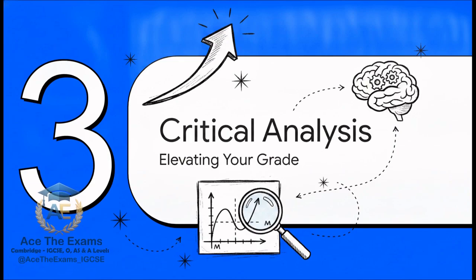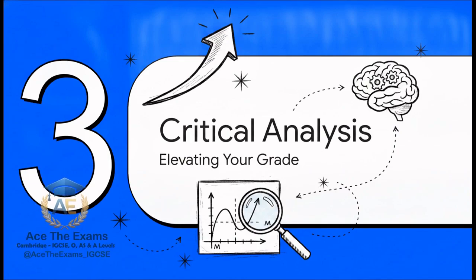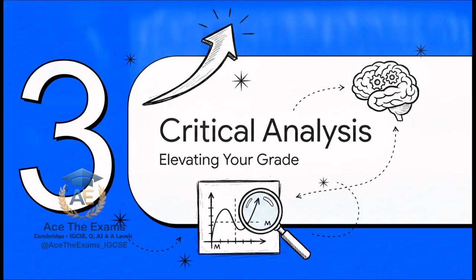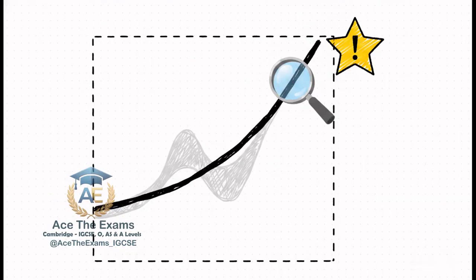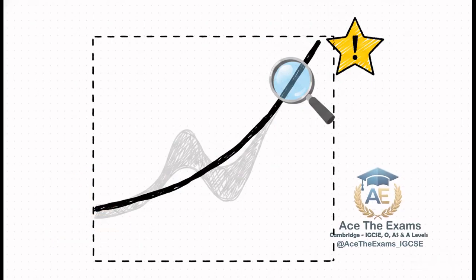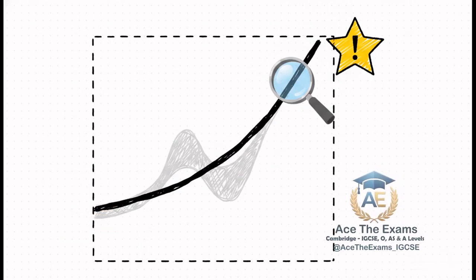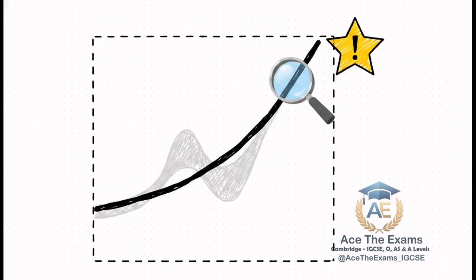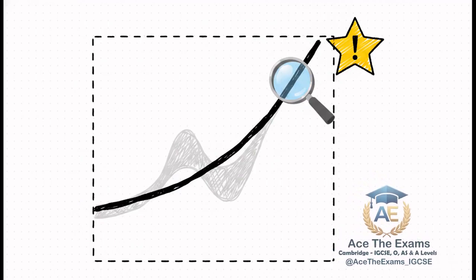Let's transition into Section 3, Evaluation and Critical Analysis. This is all about elevating your grade from average to outstanding. Notice the massive contrast in how top students operate compared to the rest. Average students just calculate blindly, but top-scoring candidates, they actively question assumptions. They justify their decisions with hard evidence.